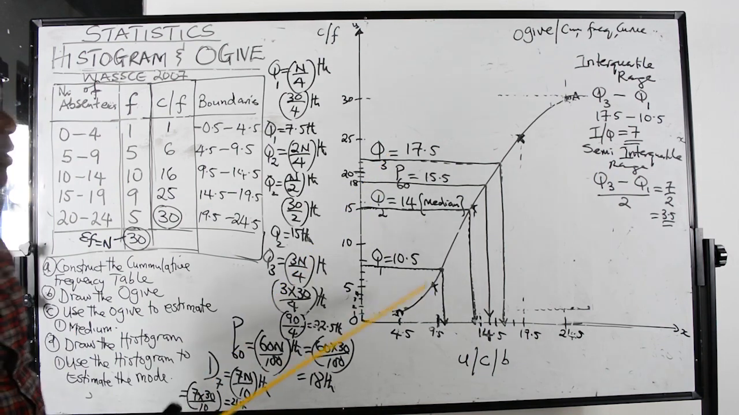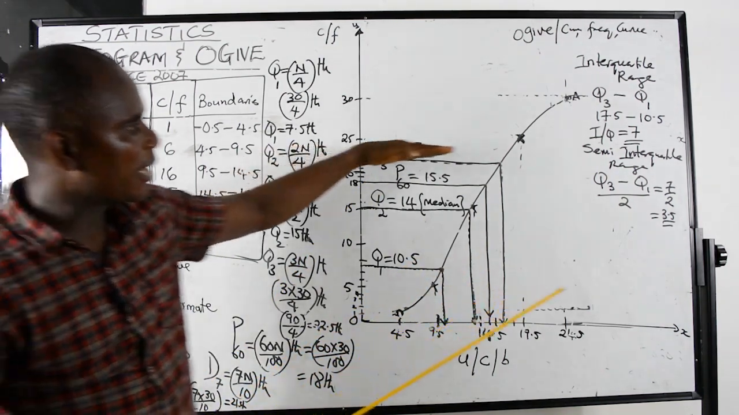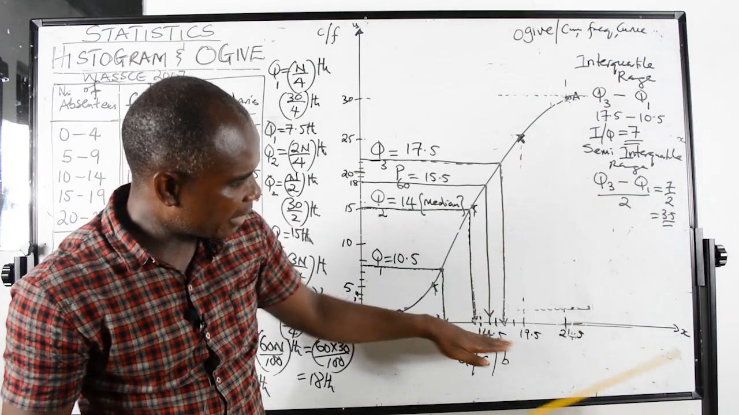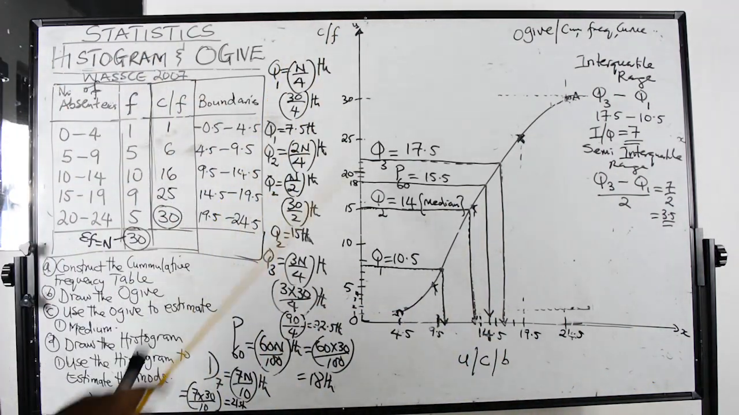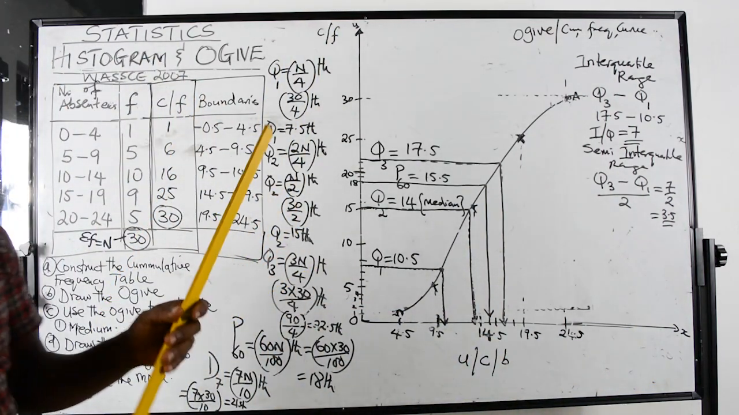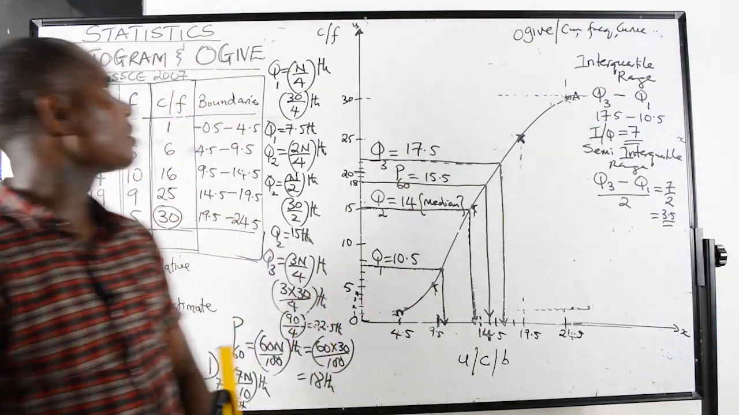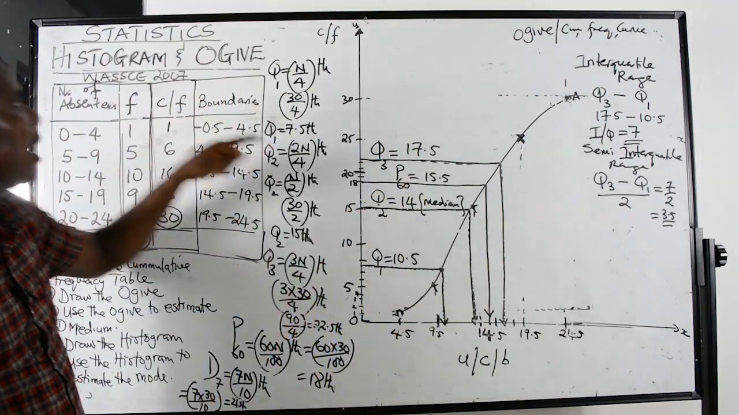And you know how all of them come. So it is from here I get to that point. All of them are read from this axis. So you see how it came from this point. So watch out for this kind of question. This is the end of that ogive question.